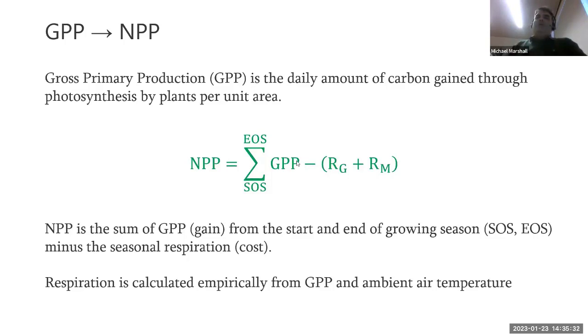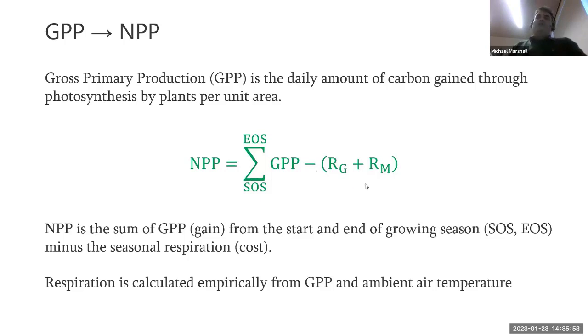And so this GPP is the biomass accumulated over a day or hour or whatever, and then it's summed over the growing season, defined by the start of season and end of season. And usually respiration is removed, or the cost is removed at the end of the growing season to get at NPP. So this is respiration due to growth and maintenance.